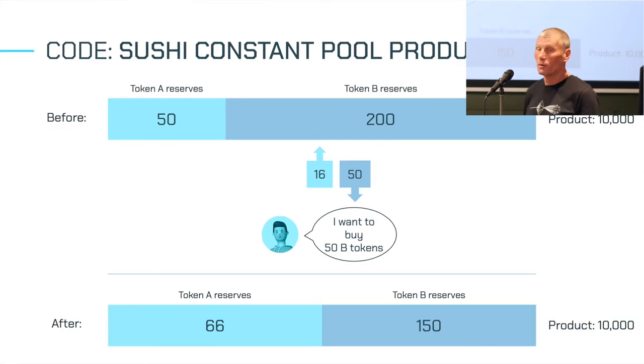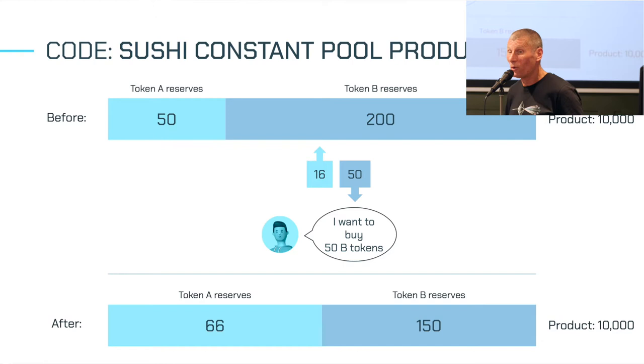Okay, so let's do it slowly, more slowly. I'm also not very good at that. I'm not a DeFi expert. I learned DeFi late, so let's do it slowly. So first, we see that after you bought 50, then you have 150 and 66, and the product remains the same, it's 10,000.